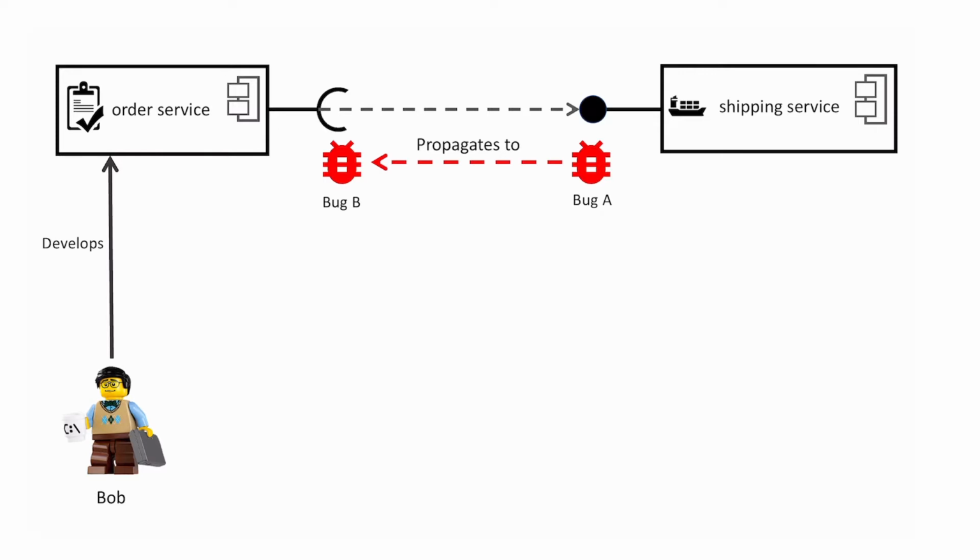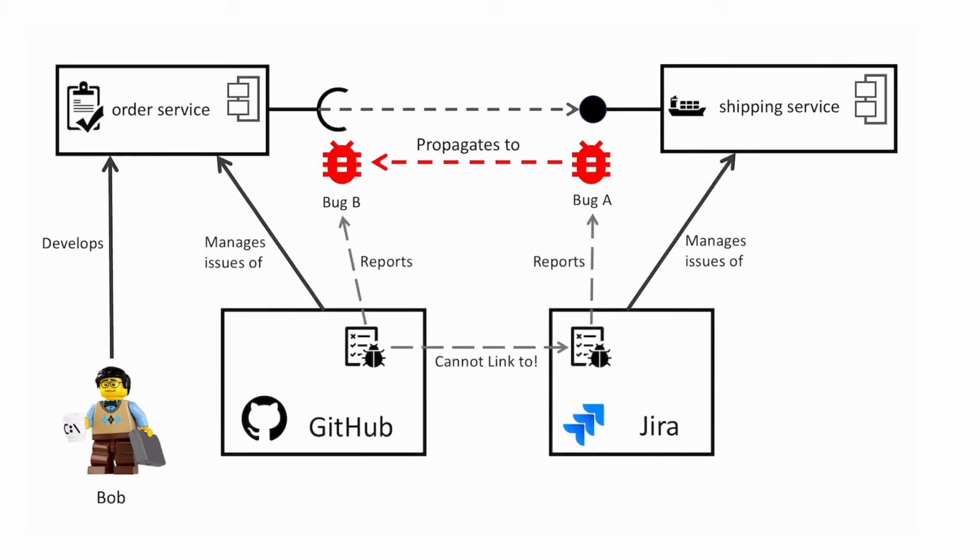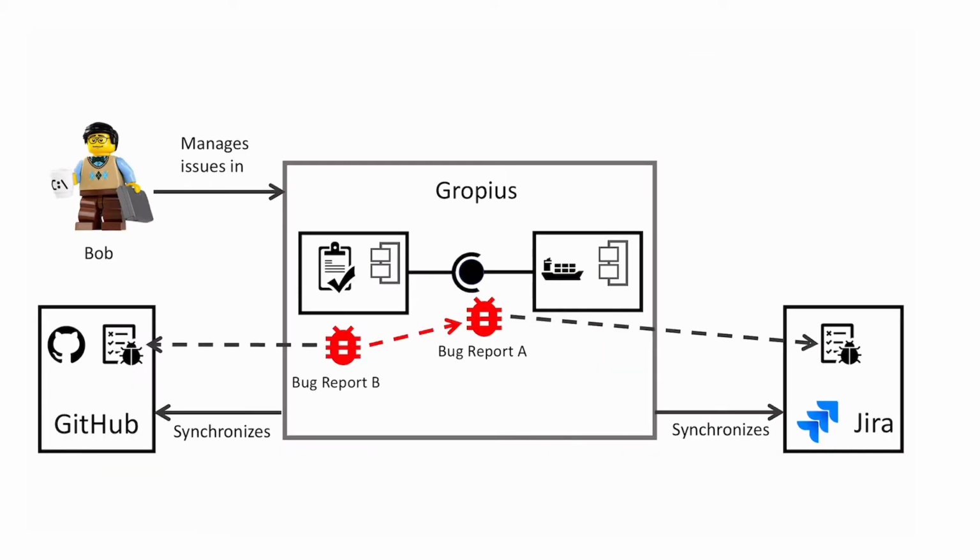in another bug. Since the developer teams of such microservices can choose their own technology stack, each service manages its issues in an independent issue management system. As a result, since each issue management system has a component-specific scope, such cross-component dependency links between issues cannot be represented semantically. To counteract this problem, there's Gropius, a cross-component issue management system, which acts as a wrapper above common issue management systems such as GitHub or Jira.